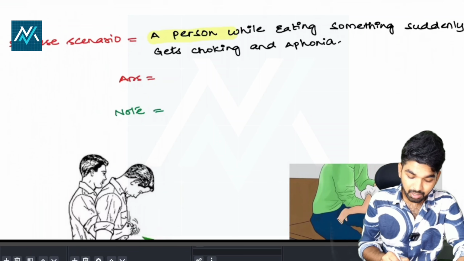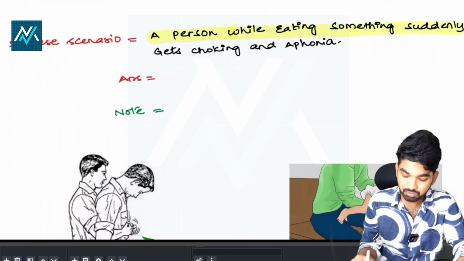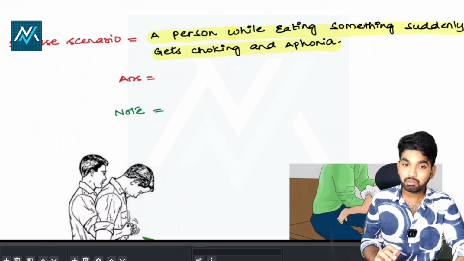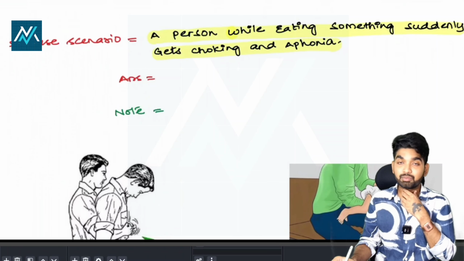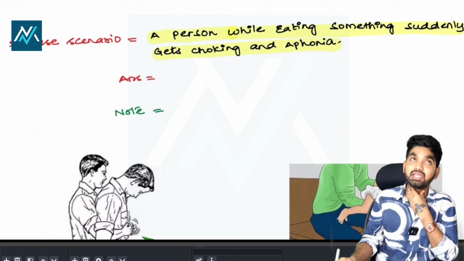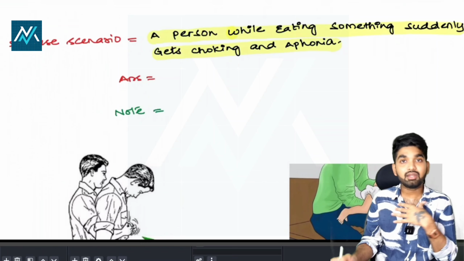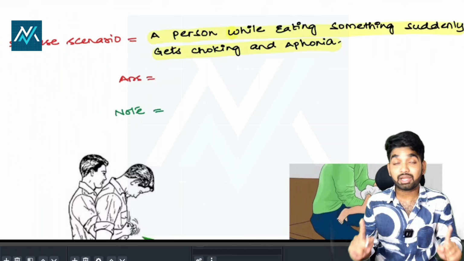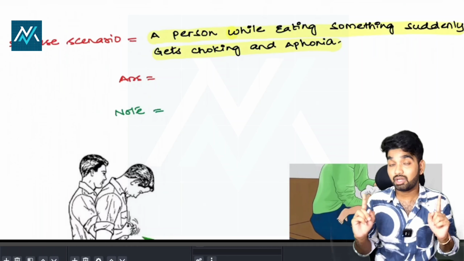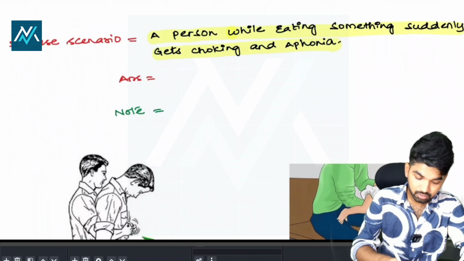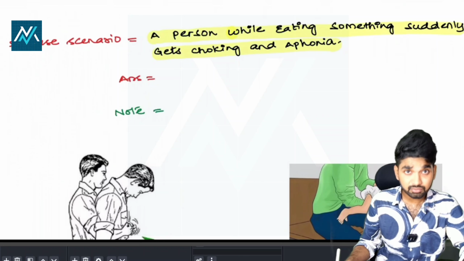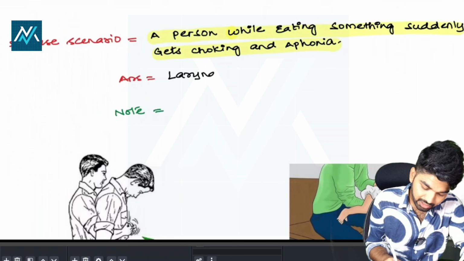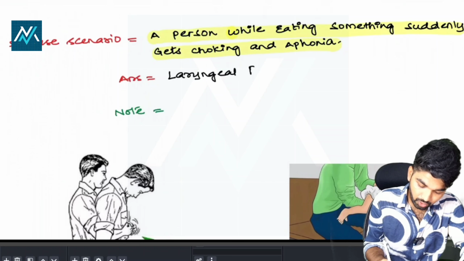A person, while eating something, suddenly gets choking and aphonia. Very, very important. There is a child who is eating and suddenly develops choking and is unable to speak. Choking and unable to speak. What did I teach you? I taught you this in case of laryngeal foreign body. So the answer for this is laryngeal foreign body.